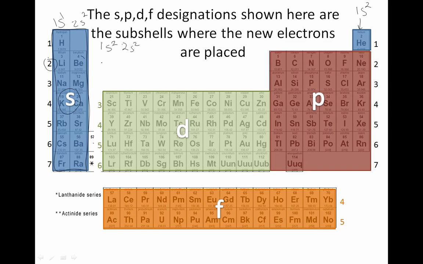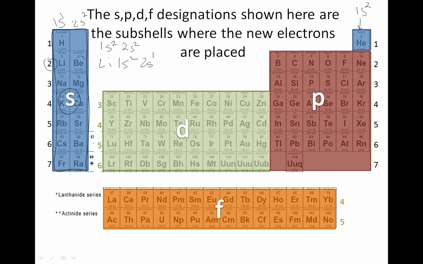I feel like I'm not being super clear here, so let me try this again. These designations show you where the new electron is placed, meaning 1s1 is hydrogen, 1s2 is helium. Lithium would be 1s2, 2s1. And so you can use its placement on the periodic table to tell you its electron configuration. Meaning, I can pick any element on this periodic table and give you its electron configuration in a matter of seconds. How do I do that?